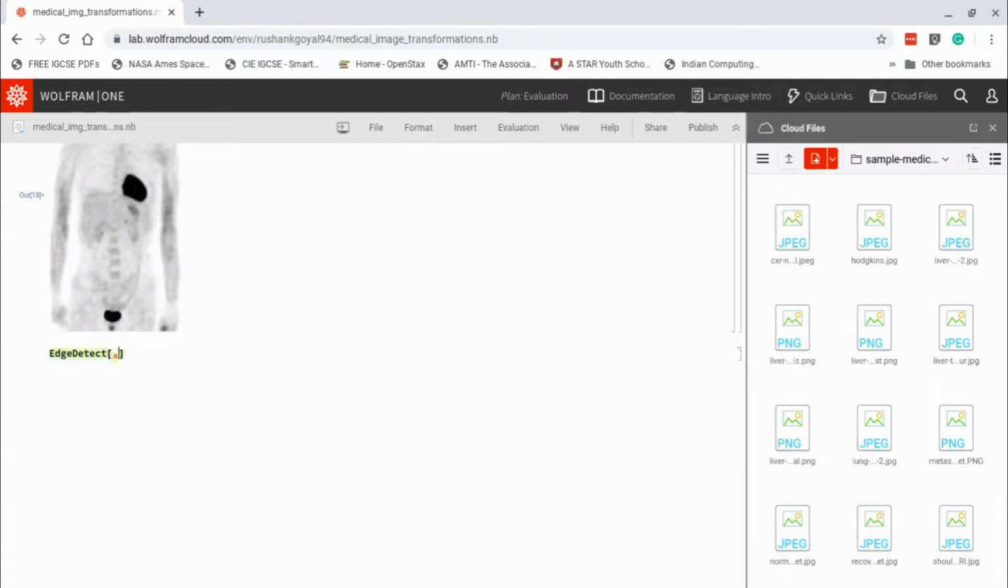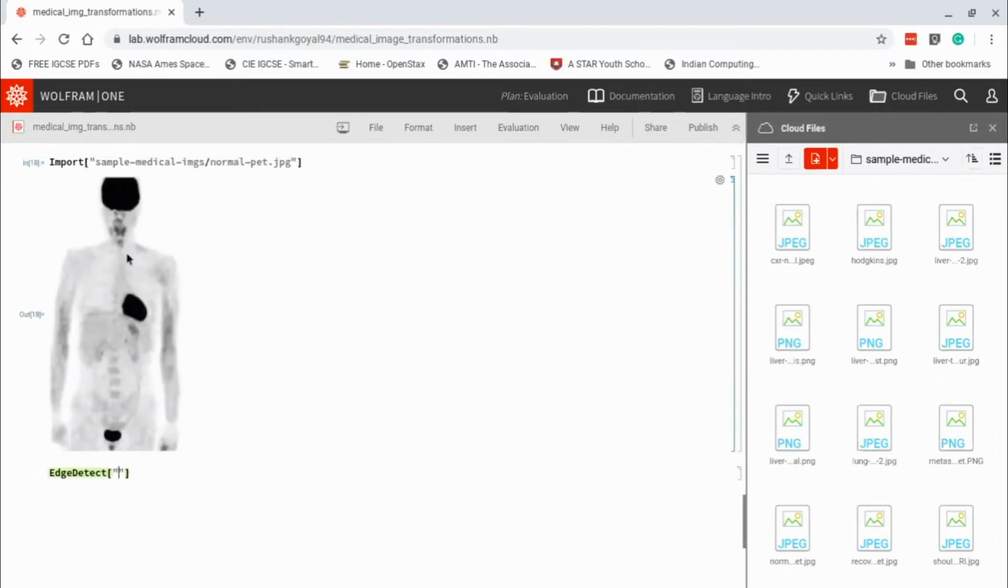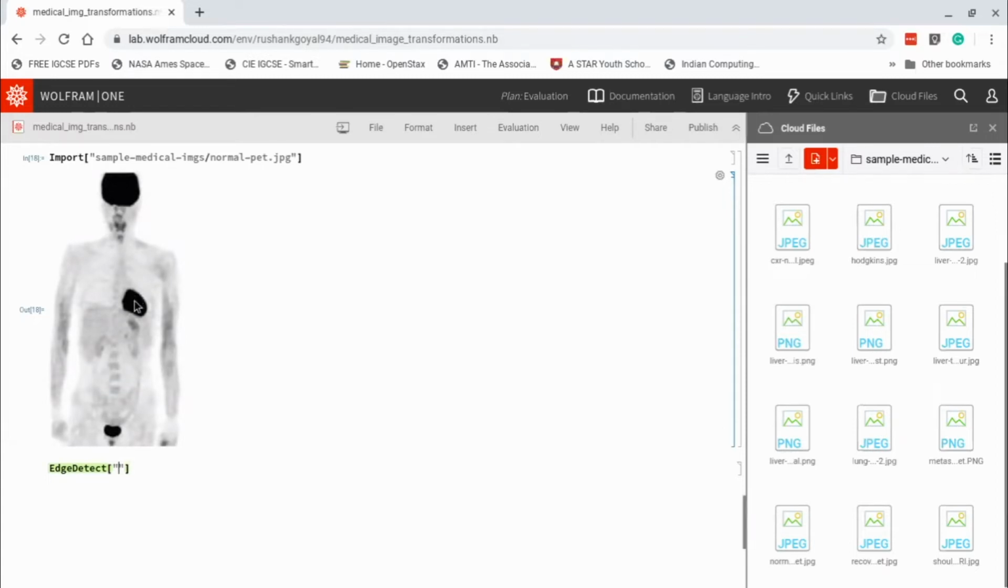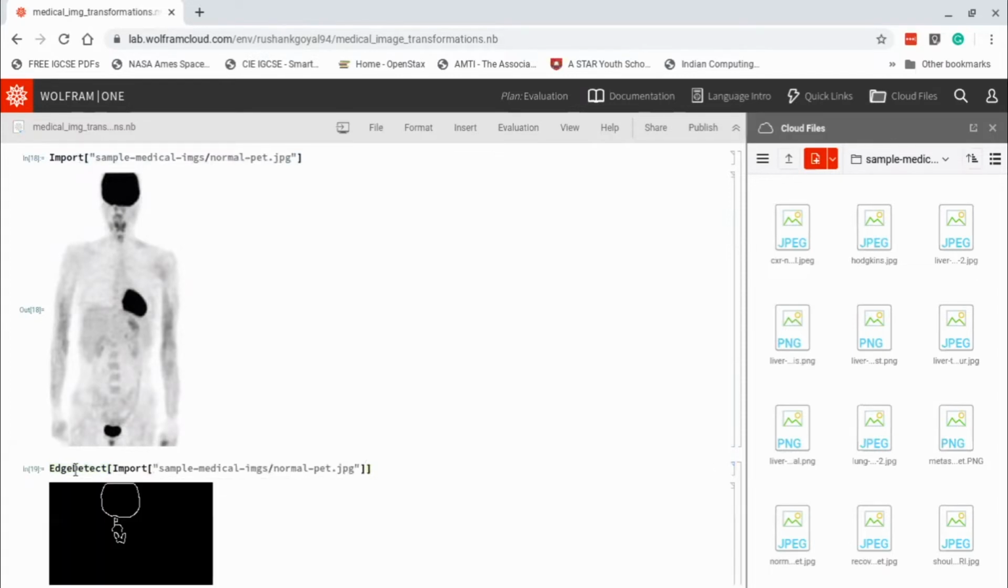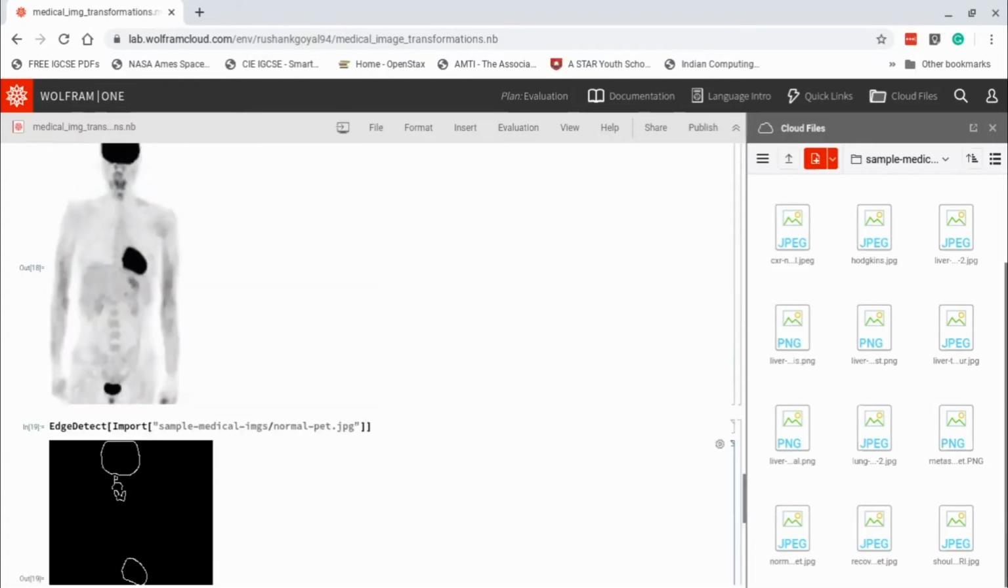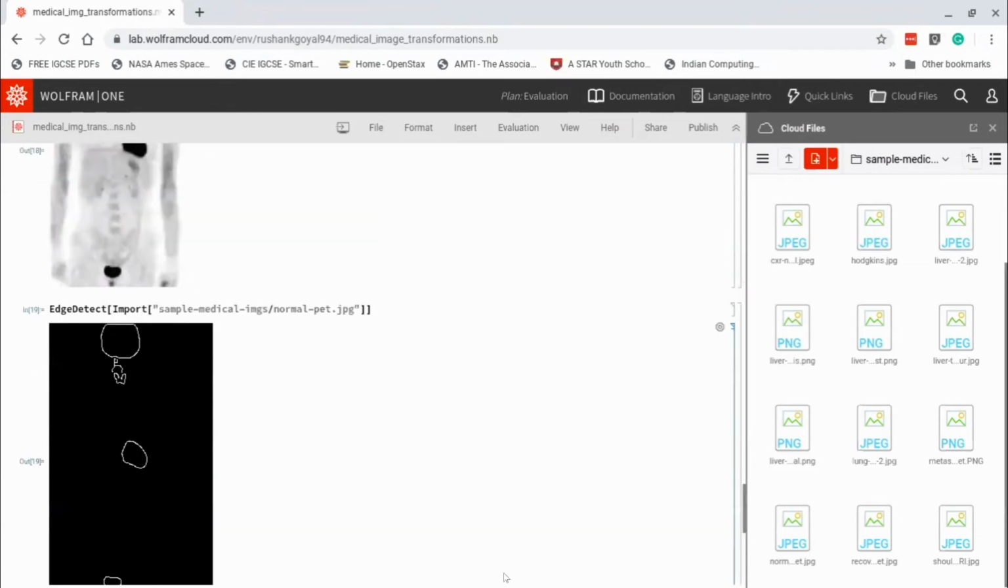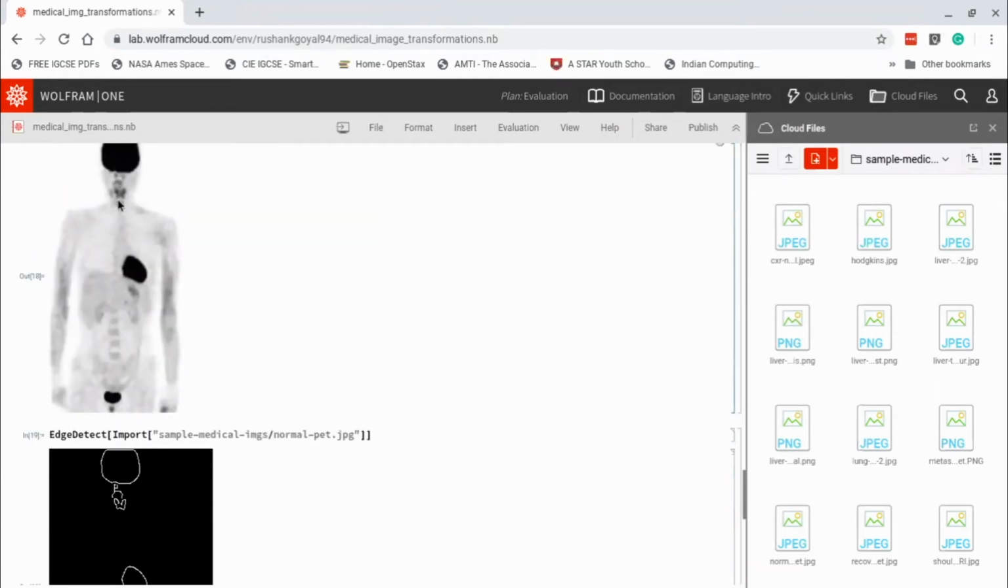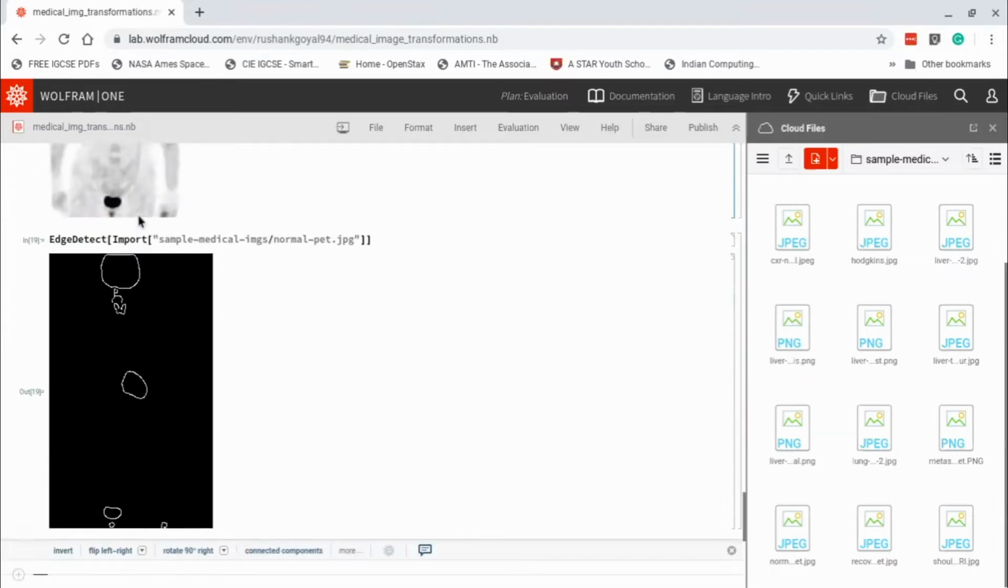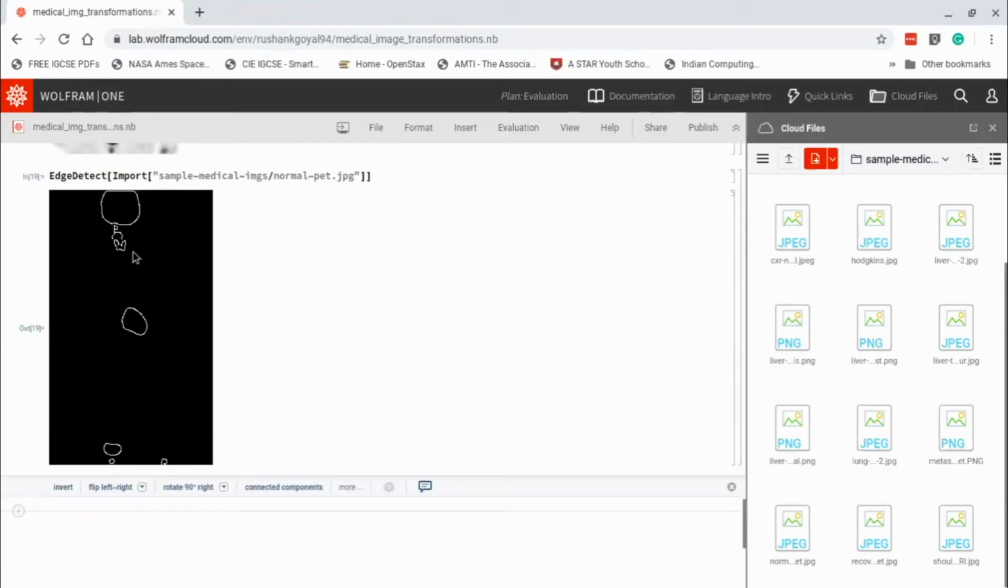So we're going to use edge detect. What this algorithm basically does is it sees wherever there are clear distinctions, like this is transitioning from almost completely white to almost completely black, and that tells it that there's an edge over there. As you can see, the brain, the heart, and the bladder are clearly highlighted. There's some other stuff like the amygdala, but that's also kind of hypermetabolic, so it makes sense for it to be highlighted.